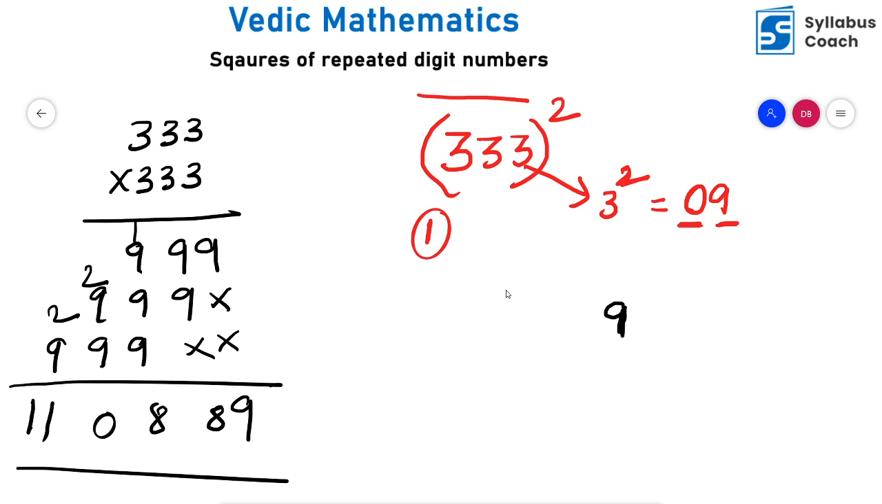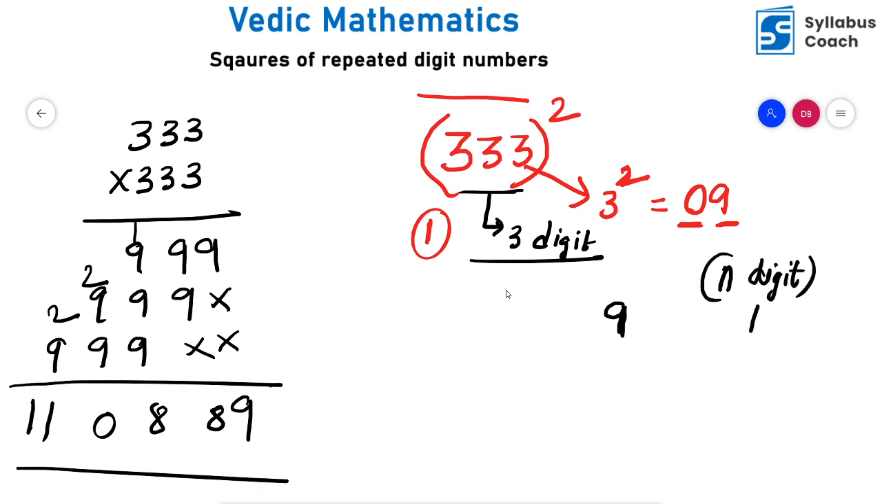And after that, because this is a 3 digit number, therefore leave 2 spaces. That means if it is an n digit number, you have to leave n minus 1 spaces before the last digit. So what is the last digit that we obtained? It is 9, right?